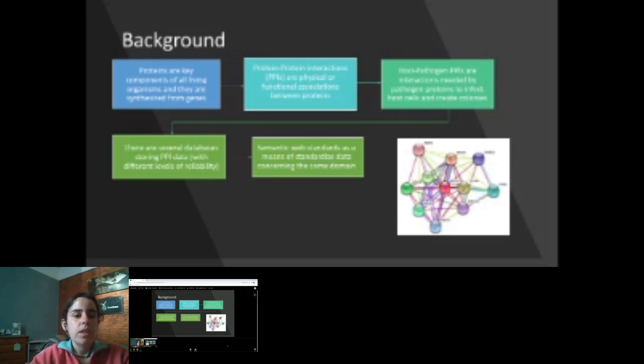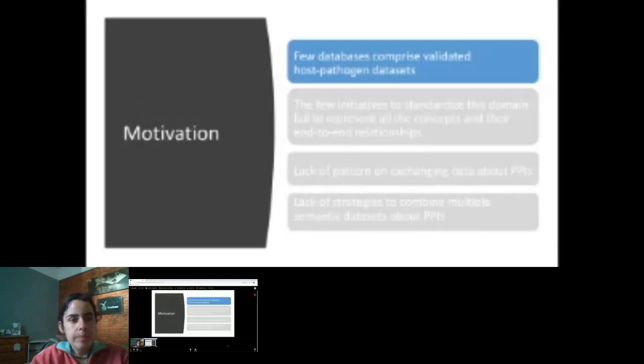PPIs are the abbreviation of protein-protein interactions and can be understood as a graph, where the nodes are the proteins and the lab detections or predictions form the edges, as illustrated in the figure that is shown in the slide. And the main databases export their data following distinct patterns, and that's why semantic web standards play an important role to standardize the data among databases.